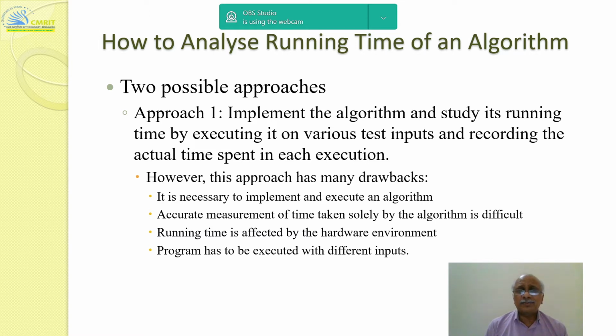The third difficulty is how do we compare two algorithms? When we measure two algorithms, we have to ensure that both of them are run on the same hardware environment, because one machine may run faster, the other may run slower. So in order to make a meaningful comparison, we have to execute them on the same hardware. We also have to execute the program with various inputs. Our objective is to find out how the algorithm's running time varies, or to estimate the running time as a function of its input size. So we have to try with various input sizes.